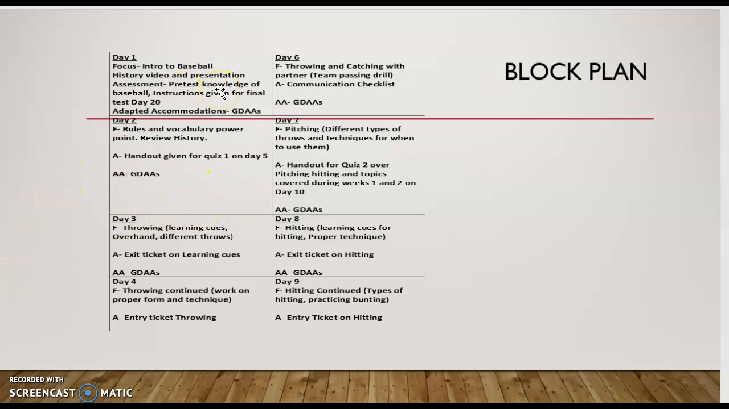I'll go over day one. For day one, we're just going to do an introduction to baseball, history, video, and presentation assessment. A pre-test on knowledge of baseball will be given, followed by the final test that will happen on day 20. Each day follows a similar breakdown. They'll have a focus, an assessment if there is one, and then the accommodations if any are needed for that lesson.